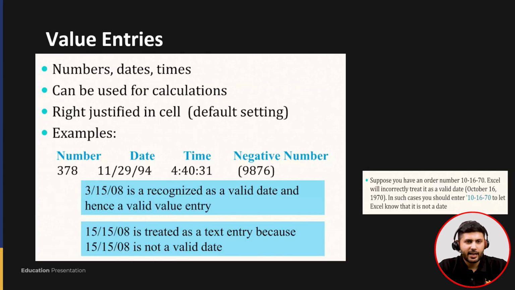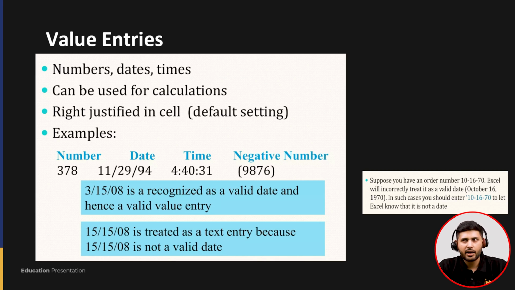The next thing that we have over here are the value entries. Value entries consist of number, date, time. So if something is of a number data type, it will come under value entries. If it is of a date data type, it could be in dd, yyyy, or any other short date or long date format. We have time. Time comes in the format of hour, minute, and seconds.